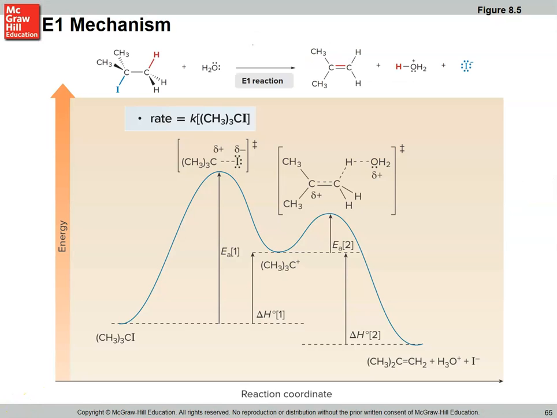Here I'm showing you the reaction coordinate diagram for an E1 mechanism, where again the rate is only limited on the concentration of the alkyl halide and not the weak base. So we can see that first activation step is the highest energy step, that's the rate limiting step for the formation of that carbocation intermediate, and then that second step can quickly move down to the remainder of the products.